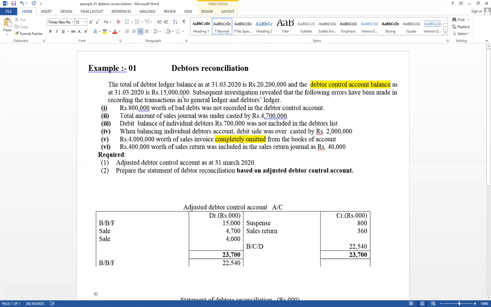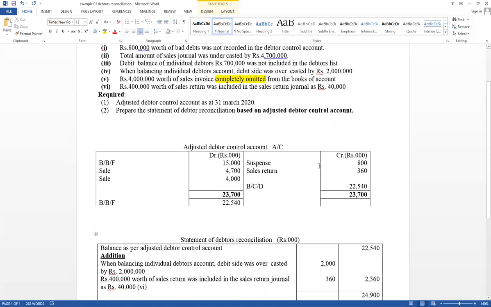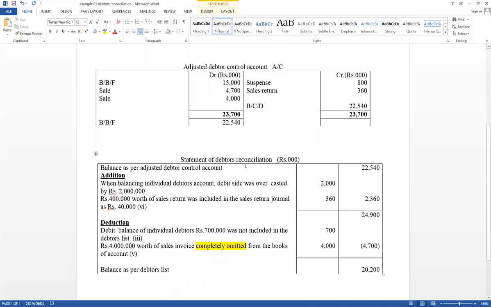Think about when a business maintains debtors control accounts. If those are recorded correctly, the control account balance should be equal to the list balance. If those two balances are not equal, there are errors. Sometimes errors occur in the general ledger, sometimes in the debtors ledger. Therefore, errors in the general ledger should be adjusted in the control accounts. Errors in the debtors ledger should be included in the statement of reconciliation. When some information is included in the reconciliation, see the effect on the closing balance. If the closing balance increases, it should be added. If it decreases, it should be deducted.